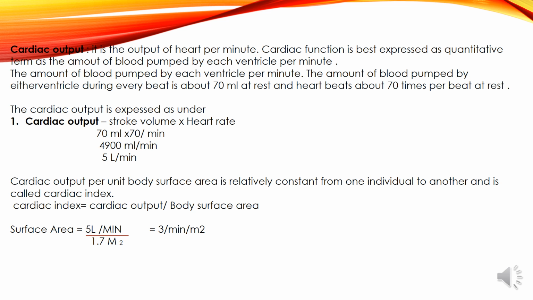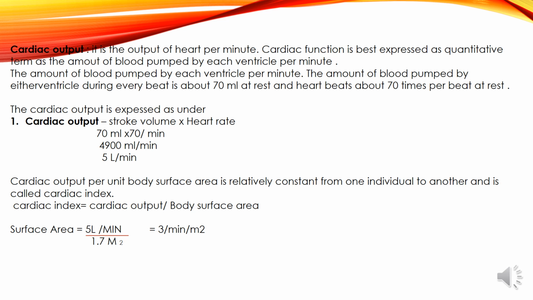How many times does the heart beat per minute? 70 times. Okay, the cardiac output is expressed as stroke volume multiplied by heart rate. So stroke volume is 70 ml, as we have already done, into 70 beats per minute. So it comes out to be 7 sevens of 49, so 4900 ml per minute, that is approximately 5 liters per minute.